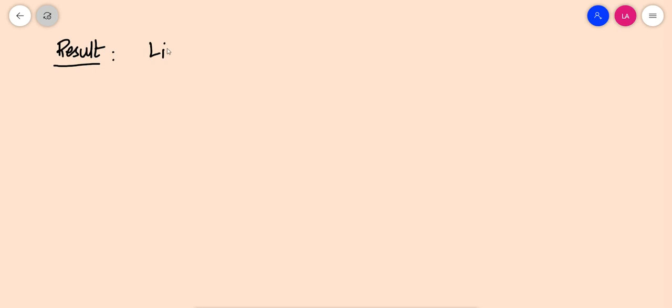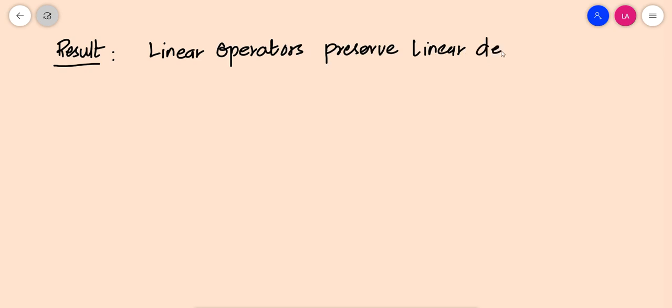The result is: linear operators preserve linear dependence. That means if you are given a linear operator and a set, and the set is linearly dependent, then its image set is also linearly dependent, which we have already proved.